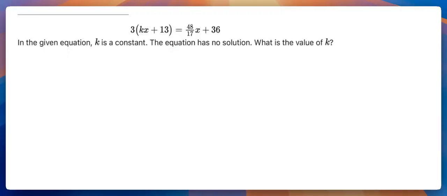So keep in mind that when it says that you have a constant, that just means that's going to be some value, and you can choose that value to make it work for you. The equation has no solution, so let's talk about what that will look like when you have no solution. So I am going to go ahead and distribute the 3.